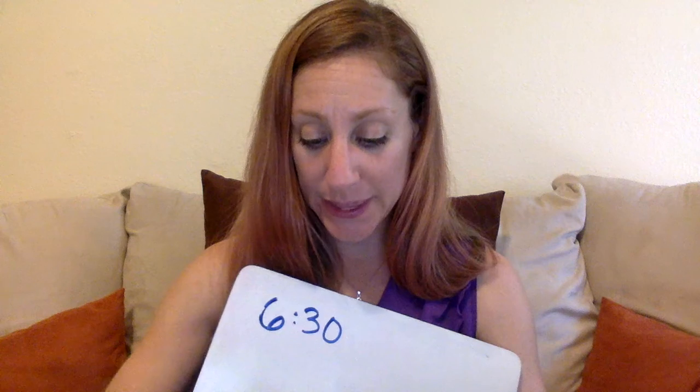Look at the hour hand. Look at the minute hand. They're kind of close, but not exactly in the same place. Did you get it? It's 6:30. The hour hand is a little bit past the 6. It's not to the 7 yet. And the minute hand is all the way down at the 6. Okay?